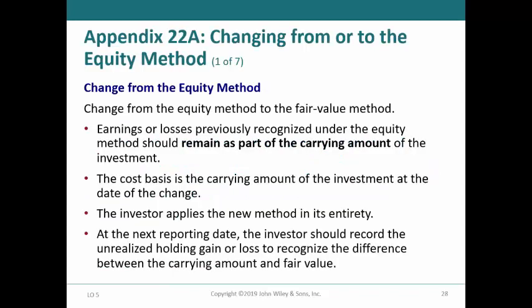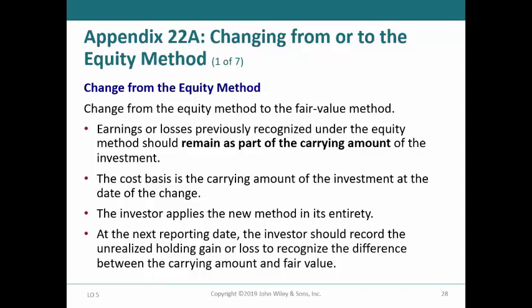If you remember from the first presentation, changes in reporting entity normally require retrospective treatment. However, it was noted that there are exceptions to that rule, and the first exception is when a company changes from the equity method to the fair value method. The FASB decided that it is impractical to use retrospective treatment for this change, and therefore a change from the equity method to the fair value method will be handled prospectively in the current and future periods.